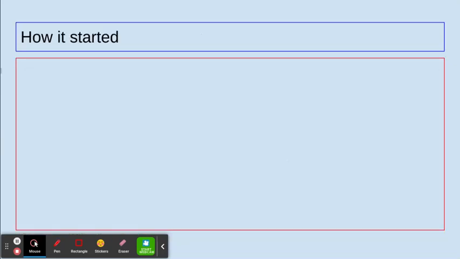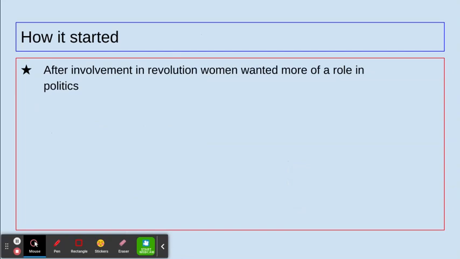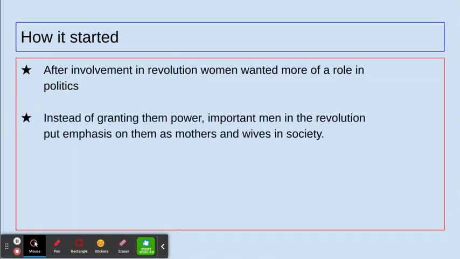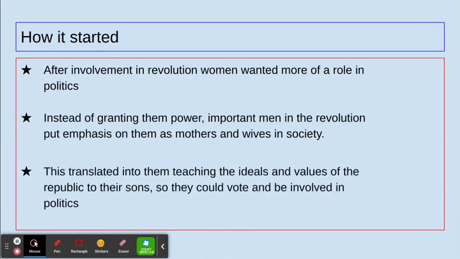How did it start? After involvement in the revolution, women wanted more of a role in politics. Instead of granting them power, important men in the revolution put emphasis on them as mothers and wives in society. This translated into them teaching the ideals and values of the Republic to their sons so they could vote and be involved in politics.